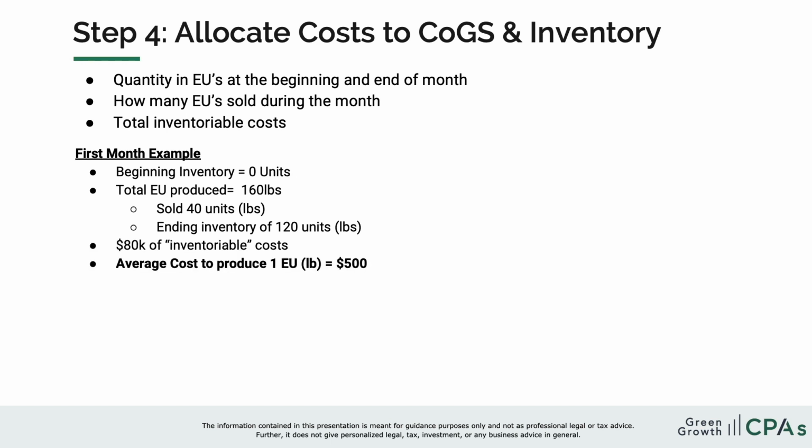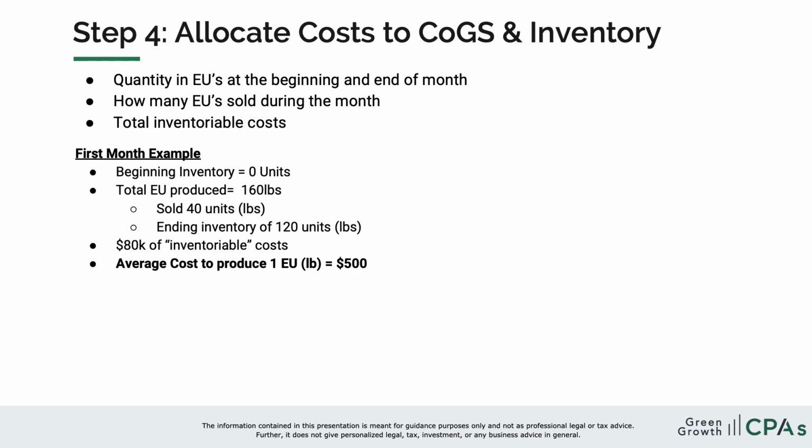Now, month 1, there is $80,000 in inventoriable costs from the last slide. We added that up. So what we're going to do is do a little bit of a calculation so you know how much goes to COGS and how much gets put into inventory. So we produced 160 pounds. So the average cost per pound is $500. 80,000 divided by 160 is $500 a pound.